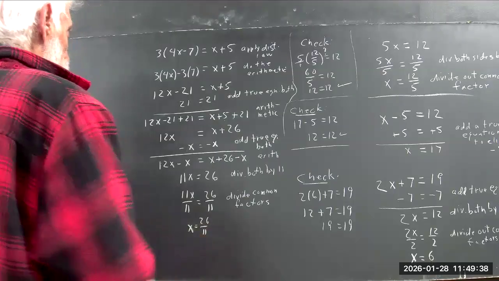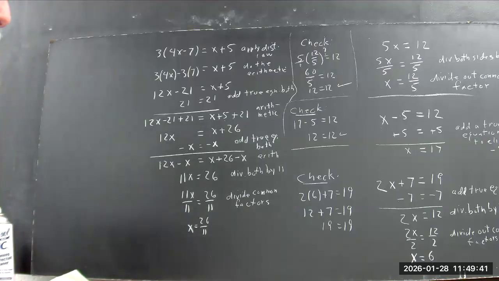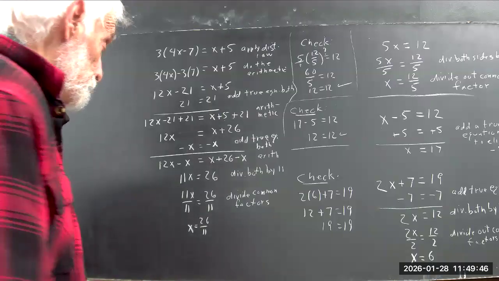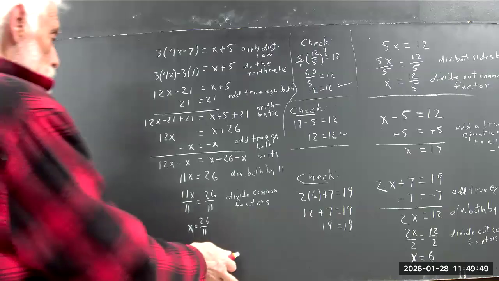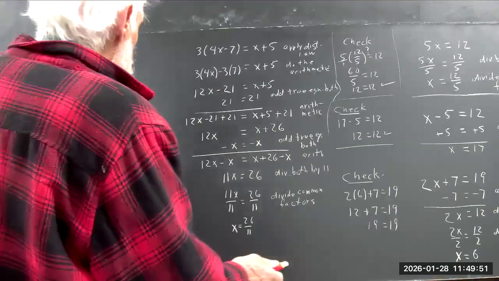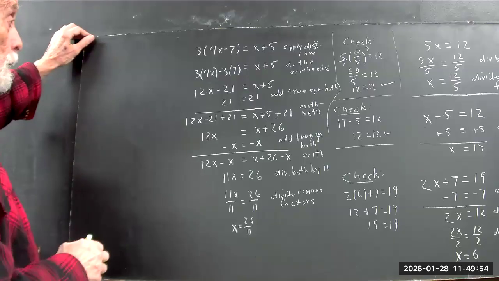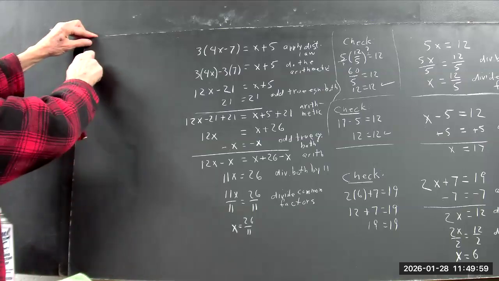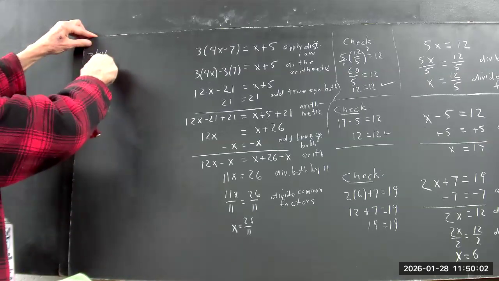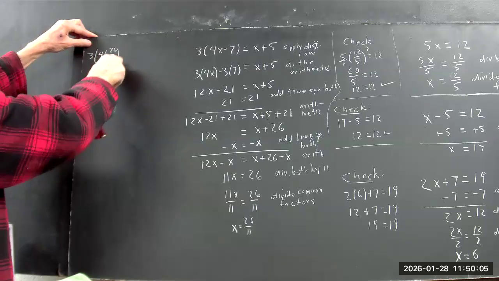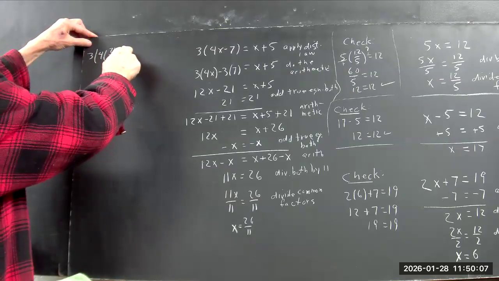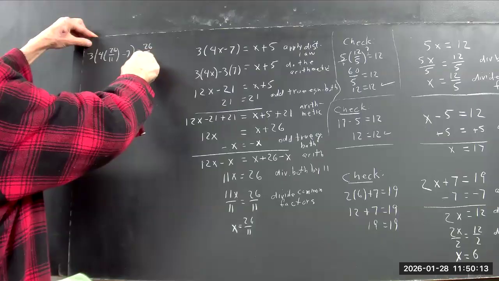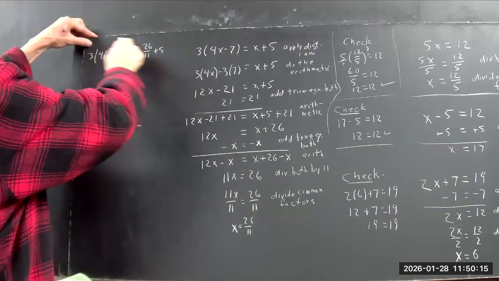Now I am going to go ahead and do the check on this because it allows me to illustrate another important thing you can always do with equations. Move the board over just a little, give you a good angle on it. Okay, so we plug in 26 over 11 up here. That gives us 3 multiplied by 4 times 26 over 11 minus 7 equals 26 over 11 plus 5.